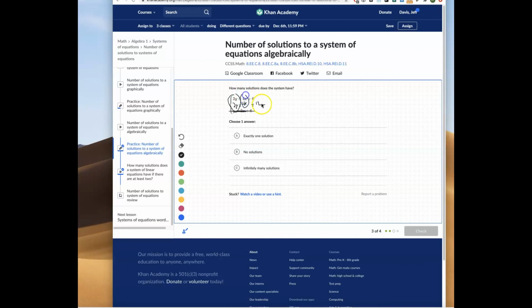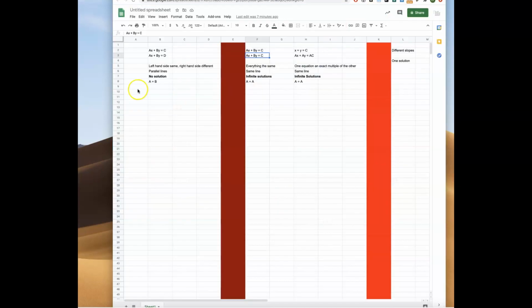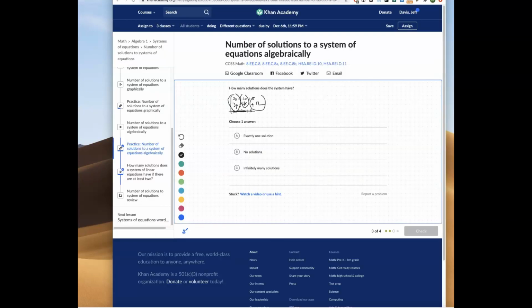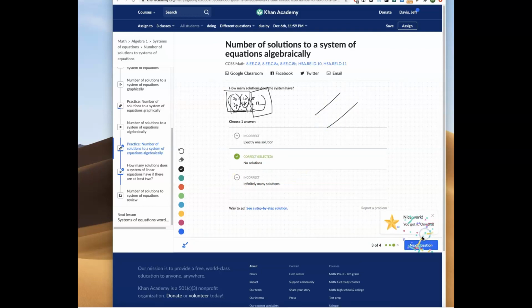Well, I can go through and rearrange things, but what I can see is the y's are the same, the x's are the same, and the numbers are different. If you worked this through, this part here would tell you that we have the same slope. This part here would tell you that we have different y-intercepts. So you get the same slope, different y-intercepts. They're never going to cross. That is no solution.